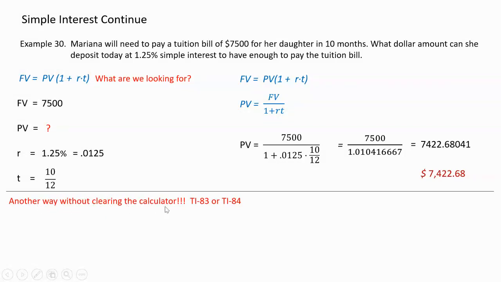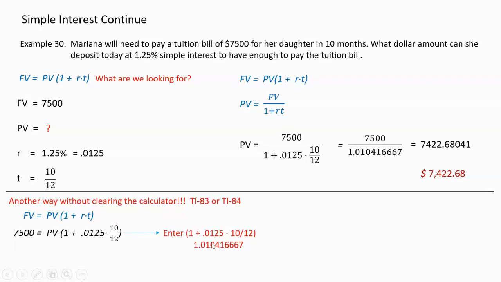Another way without clearing the calculator. So you use the original formula, you put everything in. So here, guys, I'm going to put this in the calculator, how it is with parentheses. All right. This is what you should see on the calculator. Now I'm going to use the inverse key. So you press the inverse key, and then you enter the amount. When you press the inverse, this is what you should see on your calculator, and then you enter 7,500.